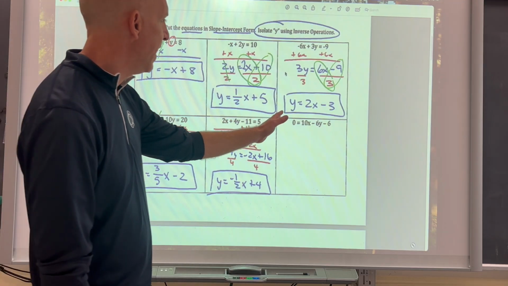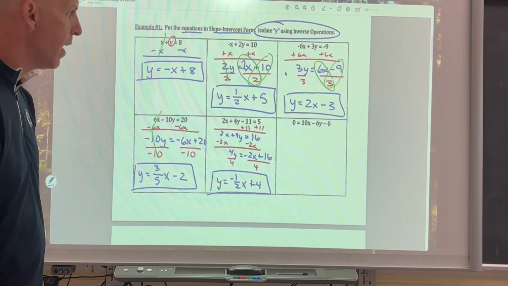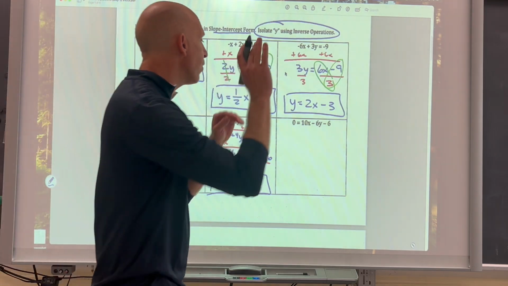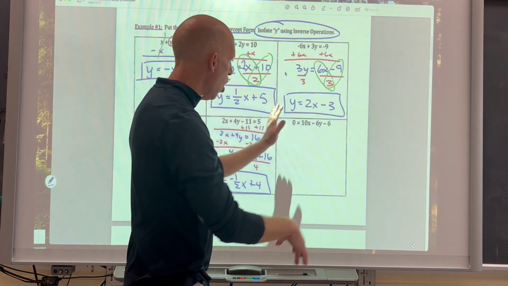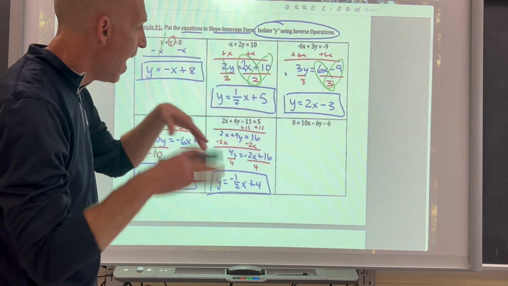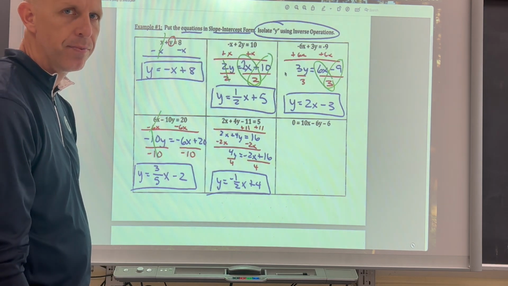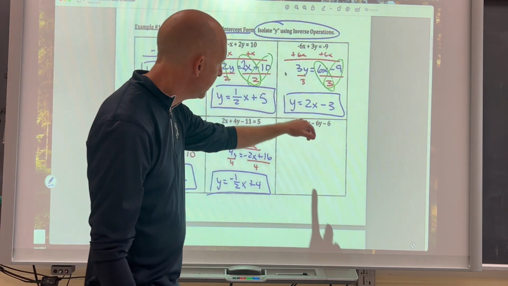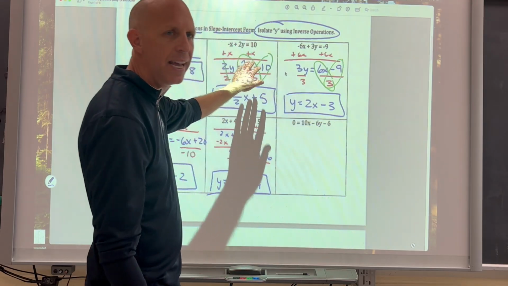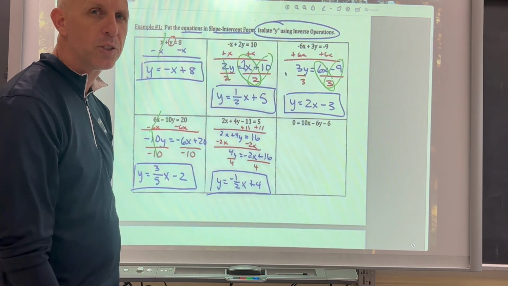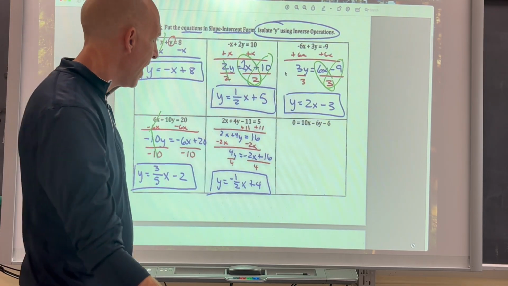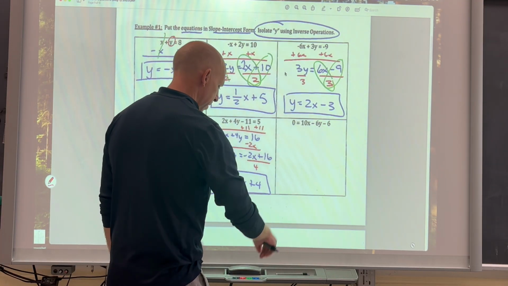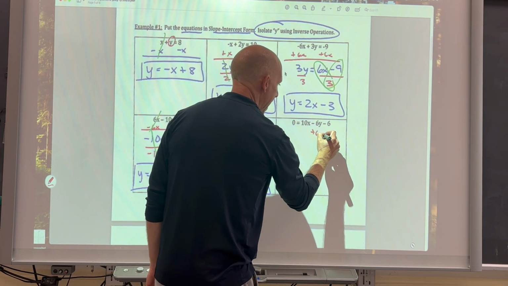Y equals 10x minus 6y minus 6. Okay, now notice everything's on the right-hand side. Only zeros on the left-hand side. I need to get y by itself. Now, there's a little trick. We could move the 10x over. We could move the negative 6 over. There's something else we could do. We actually can get the negative 6y to the other side. We do that by adding 6y.